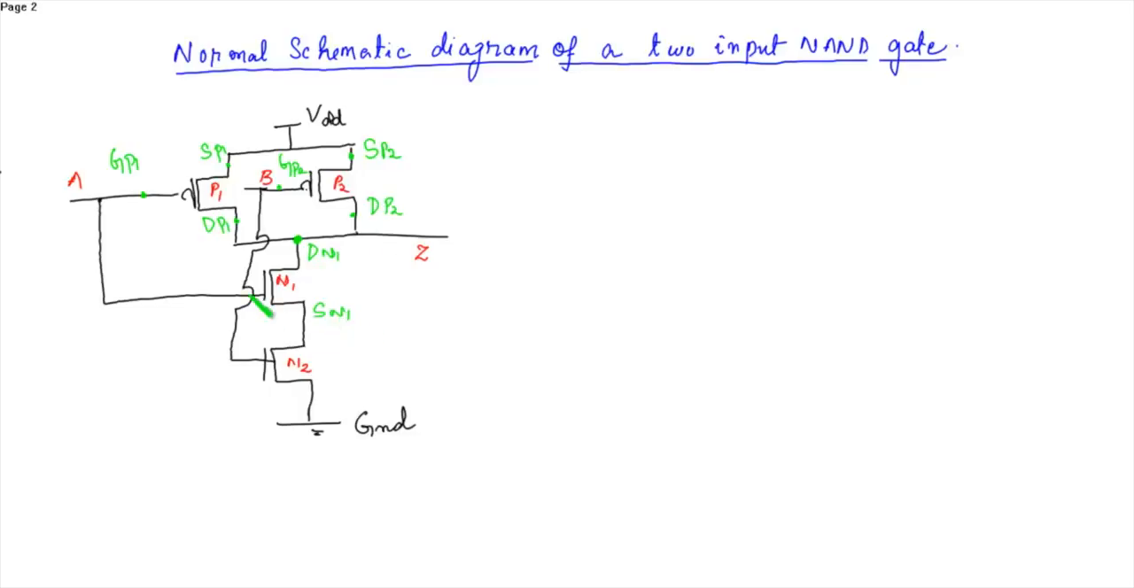This is the source terminal of N1 and this is the gate terminal of N1, and the source of the NMOS is connected to ground. So this is the source of N2, this is the drain terminal of N2, and this is the gate terminal of N2. Okay, so this is the normal schematic diagram of a two-input NAND gate.